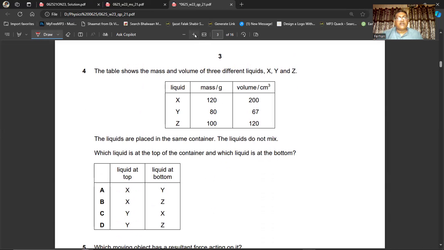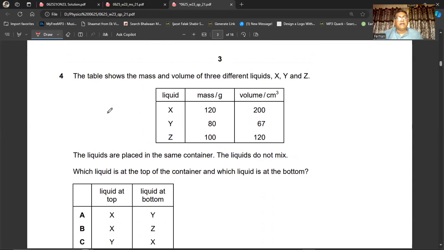Question number 4 is showing up on your screen. He says the table shows the mass and volume of 3 different liquids, X, Y, and Z. Liquid X has mass 120 gram, volume 200 cubic centimeter. Y has 80 gram mass and 67 cubic centimeter volume. The liquid Z has 100 gram mass and its volume is 120 cubic centimeter. The liquids are placed in the same container. The liquids do not mix. Which liquid is at the top of the container and which liquid is at the bottom? You see, it's very simple.